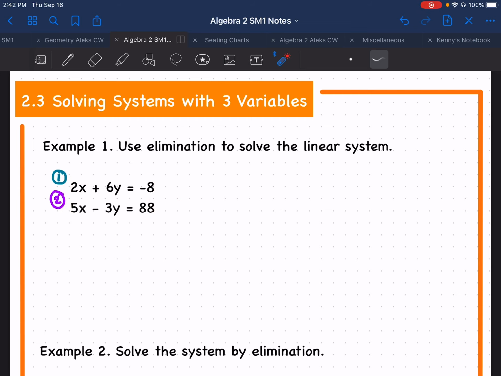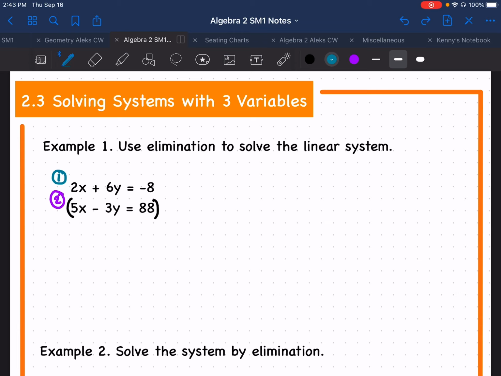Now you might be thinking, well, wait, I want to do the y's. If I do the y's, if I multiply 3 times 2, I get 6, which means I only have to multiply equation 2, not both. Either method is perfectly fine. It doesn't matter which one you do. It's going to get you your solution. So let's go ahead and multiply just equation 2 by 2.